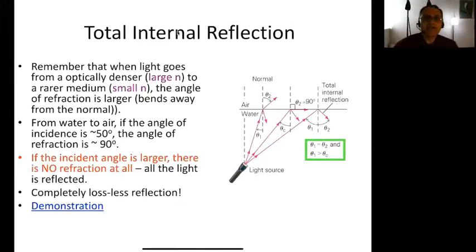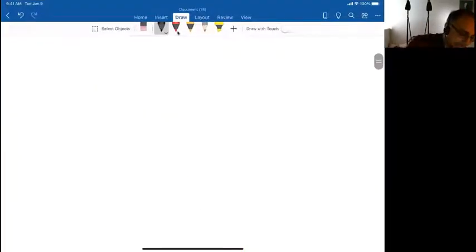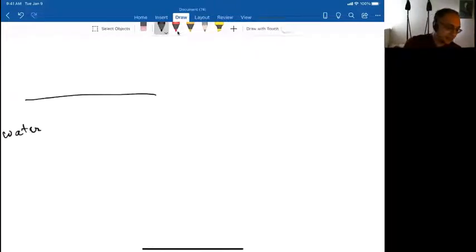Let's talk about a really fascinating phenomenon called total internal reflection. Suppose I have light going from a denser to a rarer medium, for example, water to air. Just imagine that I have a little laser pointer underwater, and I'm pointing it at the surface.